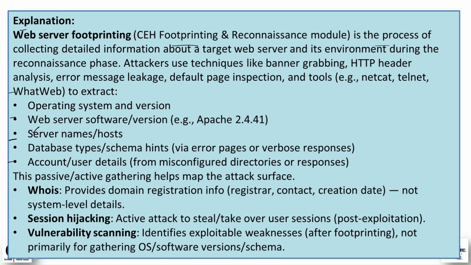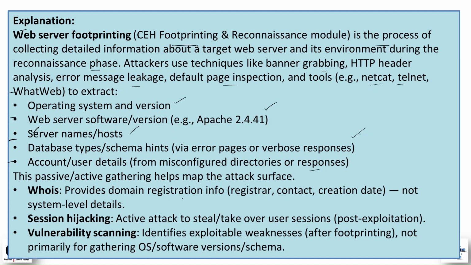And the explanation is, web server footprinting, covered in the CEH footprinting and reconnaissance module, is the process of collecting detailed information about a target web server and its environment during the reconnaissance phase. Attackers use techniques like banner grabbing, HTTP header analysis, error message leakage, default page inspection, and tools, for example, Netcat, Telnet, and Wget, to extract operating system and version, web server software version, for example, Apache 2.4.41, server names and host, database types, and schema hints via error pages or verbose responses, and account details from misconfigured directories or responses. This passive and active gathering helps map the attack surface.